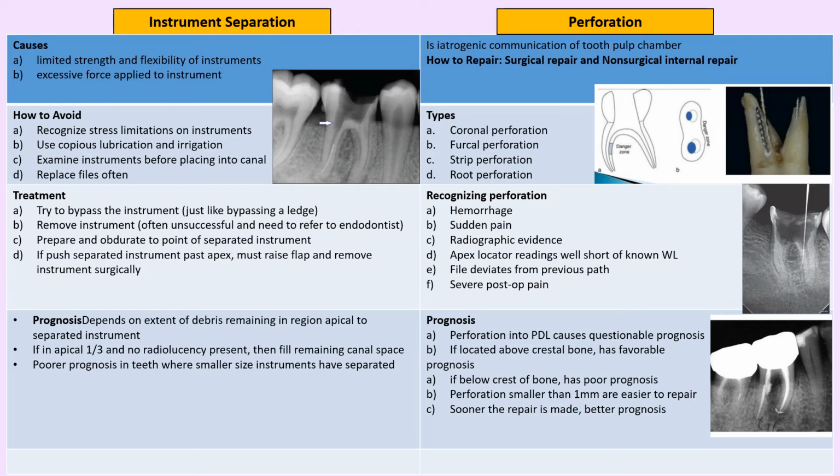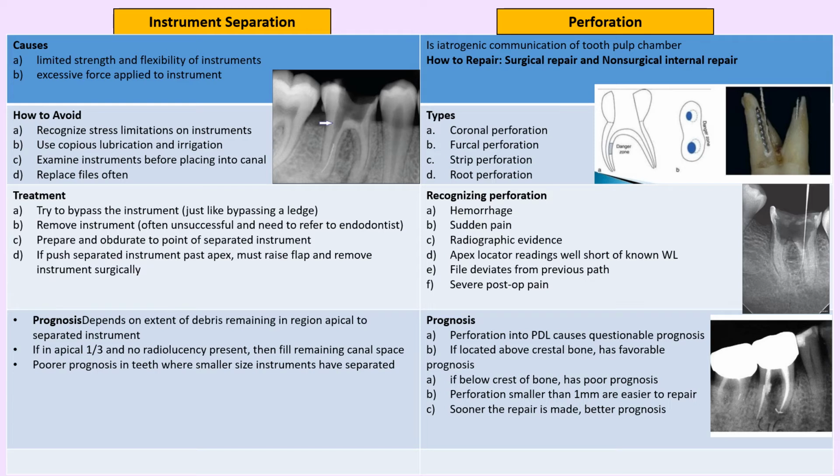Now you can see the perforation. There can be different types of perforation that you create: operator-induced iatrogenic communication, coronal perforation, furcal perforation, strip perforation, and root perforation are different types. And you can see on the X-ray, your file will deviate from its original path. When it is perforated, there can be sudden pain.